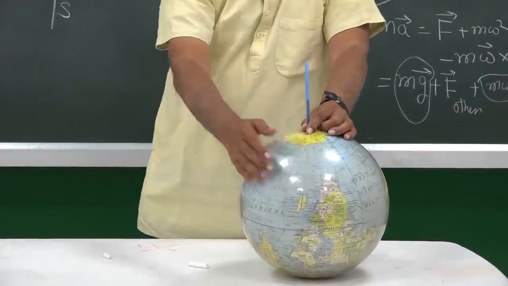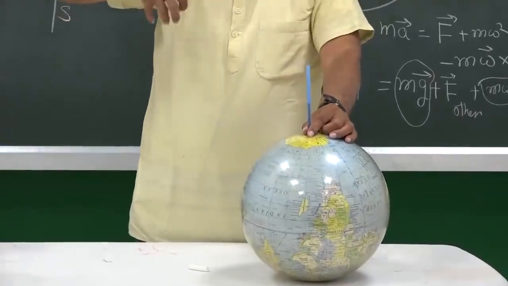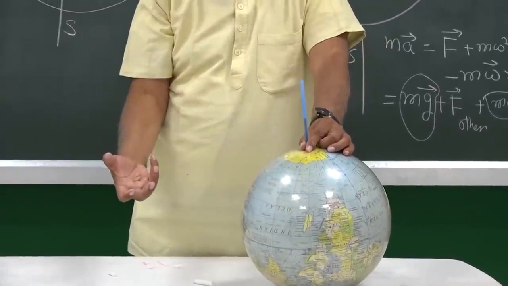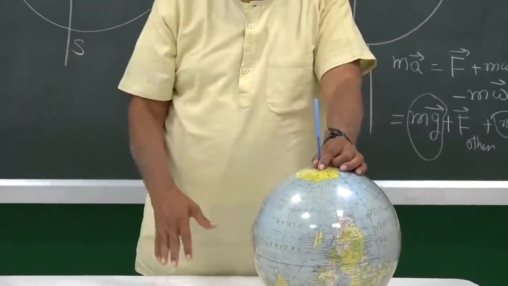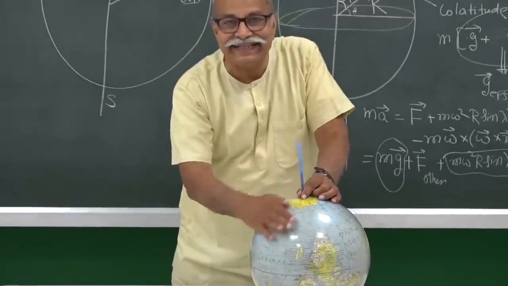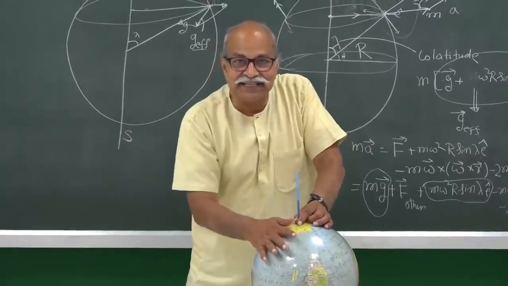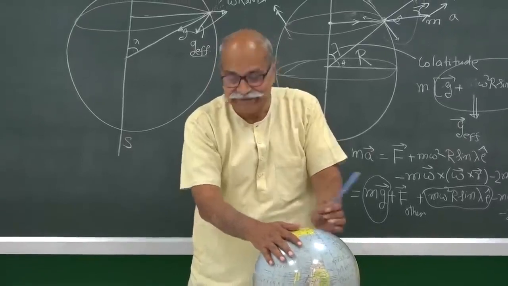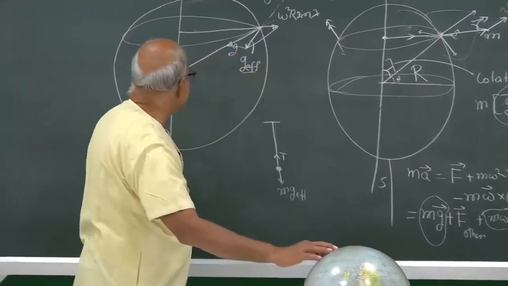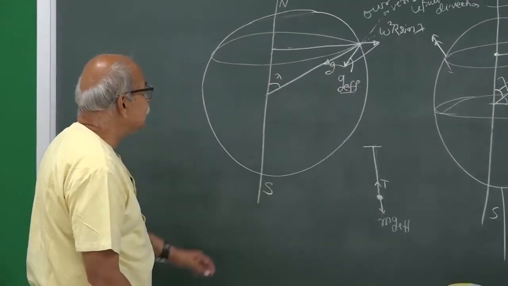But when we are determining the horizontal plane using a water level or whatever, it is not the tangent plane. It is slightly different, it is perpendicular to G effective and not G. Okay. So, that is the situation.